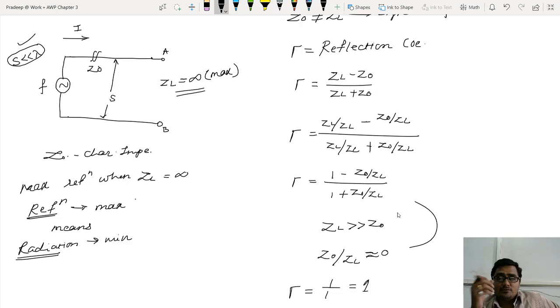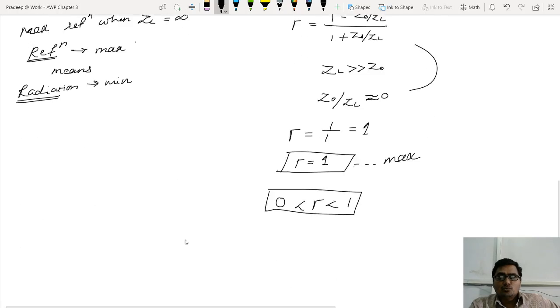So now my focus is to reduce the reflection. For the time being, it is maximum. When ZL is infinite, it is maximum. ZL is infinite, it means when line is open, the transmission line is open, then there is no radiation. Right. So as if transmission line is now open, it is not terminated at all, and I'm getting maximum reflection. There is no radiation at all.